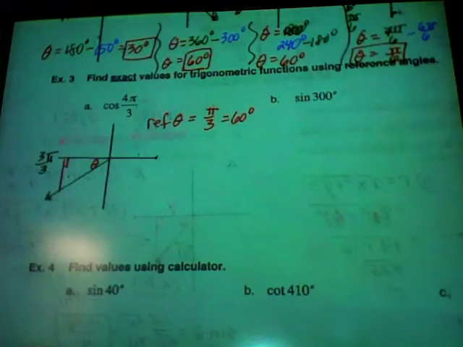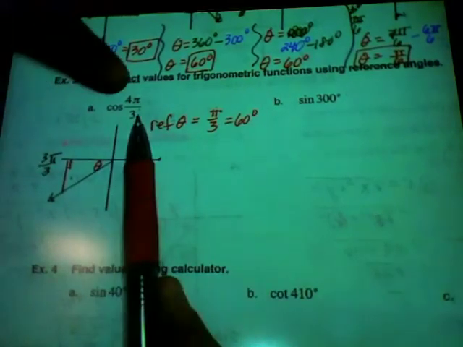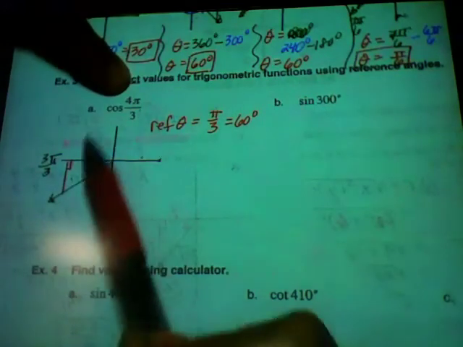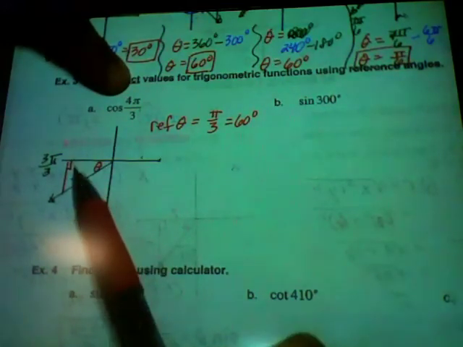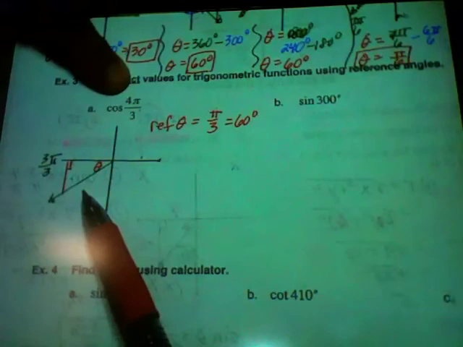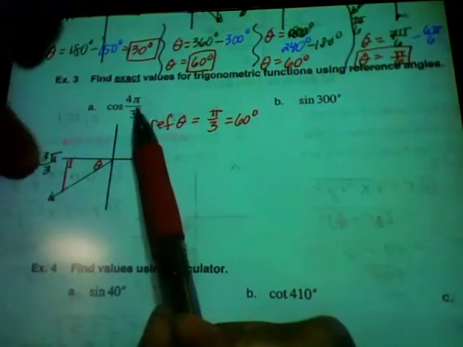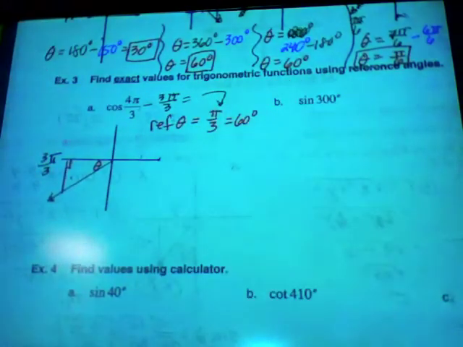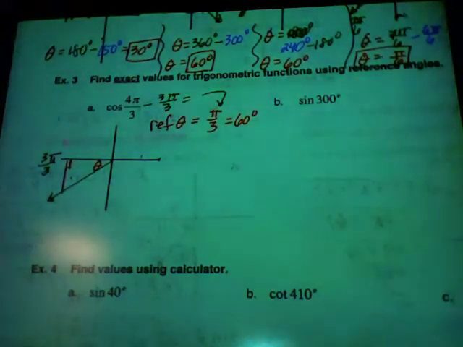Abby? Where'd you get pi over 3? We want 4 pi over 3, right? So didn't we go 3 pi over 3 to get here, and we had to go 1 more pi over 3 to get to 4 pi over 3. So the difference between these two is equal to that pi over 3. Does that make sense? Okay.